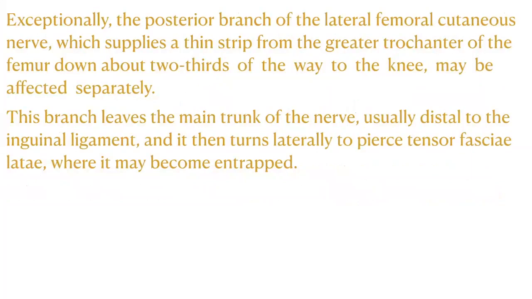The posterior branch of the lateral femoral cutaneous nerve, which supplies a thin strip from the greater trochanter of the femur down about 2/3 of the way to the knee, may be affected separately. This branch leaves the main trunk of the nerve, usually distal to the inguinal ligament, and it then turns laterally to pierce the fascia lata, where it may become entrapped.